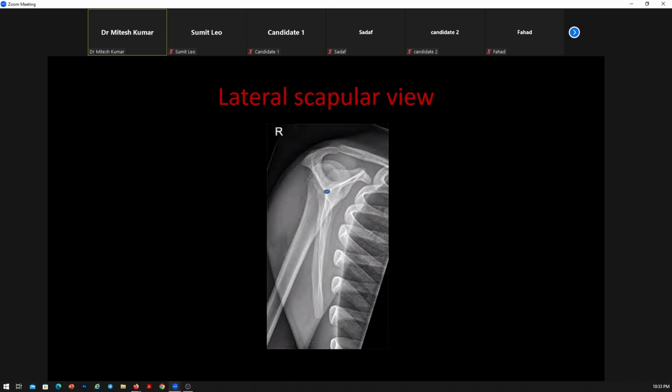Now, in a perfectly taken lateral scapular view, one should be able to see the Y properly. That is, the overlapping scapular blade should be seen as one line. In this, for example, if you see here, it should be seen as one line. If some part of this scapular blade is seen, it means it's a poorly positioned X-ray.